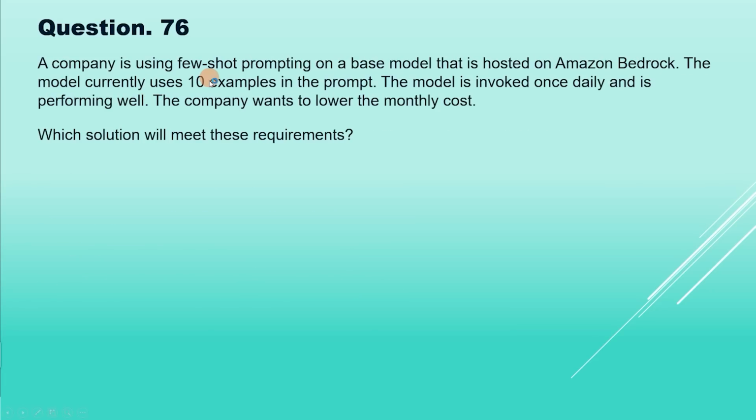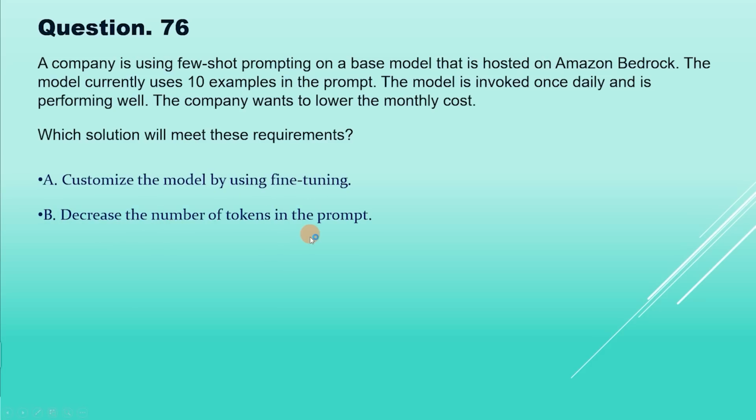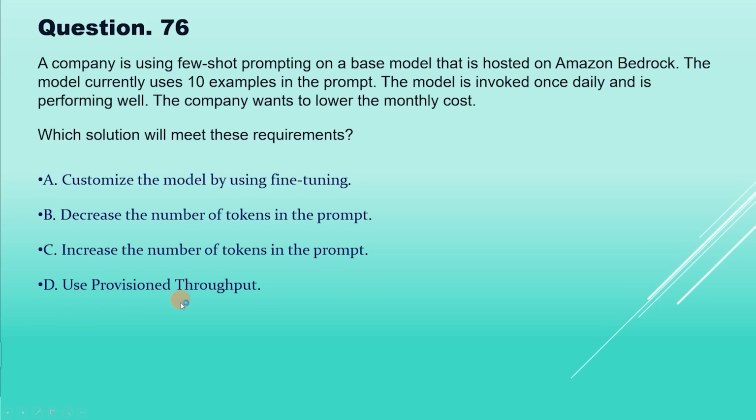A company is using few-shot prompting on a base model that is hosted on Amazon Bedrock. The model currently uses 10 examples in the prompt. The model is invoked once daily and is performing well. The company wants to lower the monthly cost. Which solution will meet these requirements? And here are the options: option A, customize the model by using fine-tuning. Option B, decrease the number of tokens in the prompt. Option C, increase the number of tokens in the prompt. Option D, use provisioned throughput.